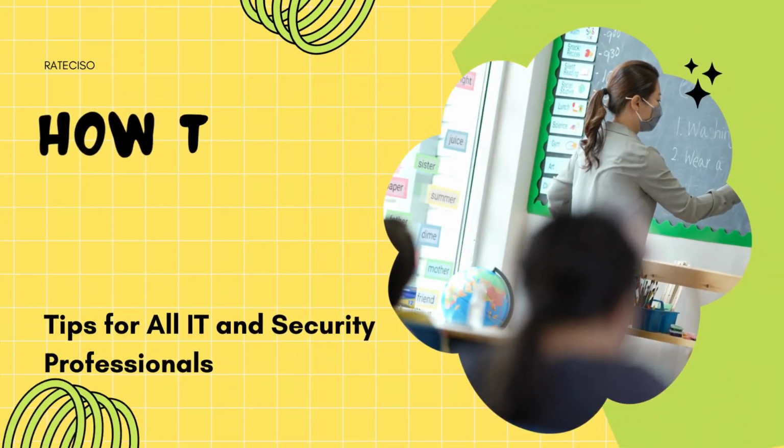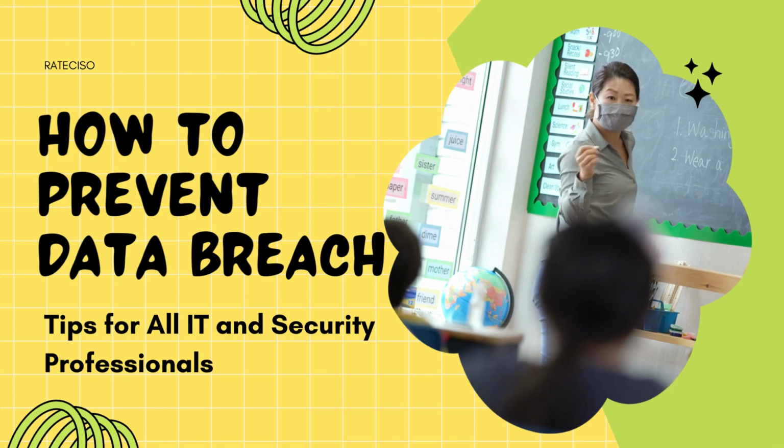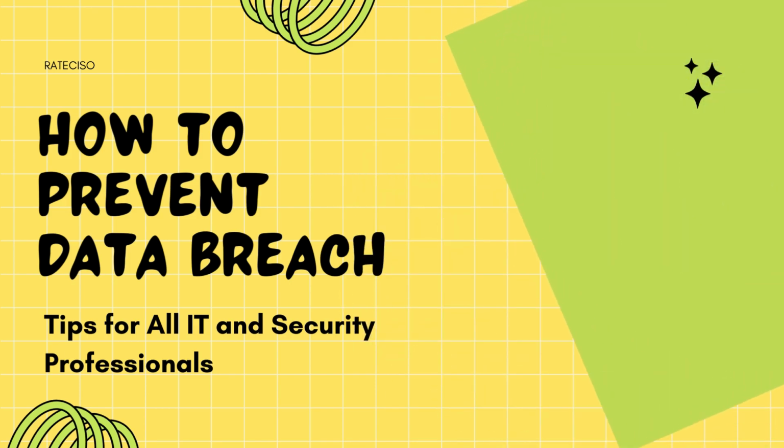Data breach prevention encompasses a range of strategies and practices aimed at reducing the risk of unauthorized access, disclosure, or compromise of sensitive data. Here are some key measures that organizations can implement to prevent data breaches. 1. Risk assessment and management.